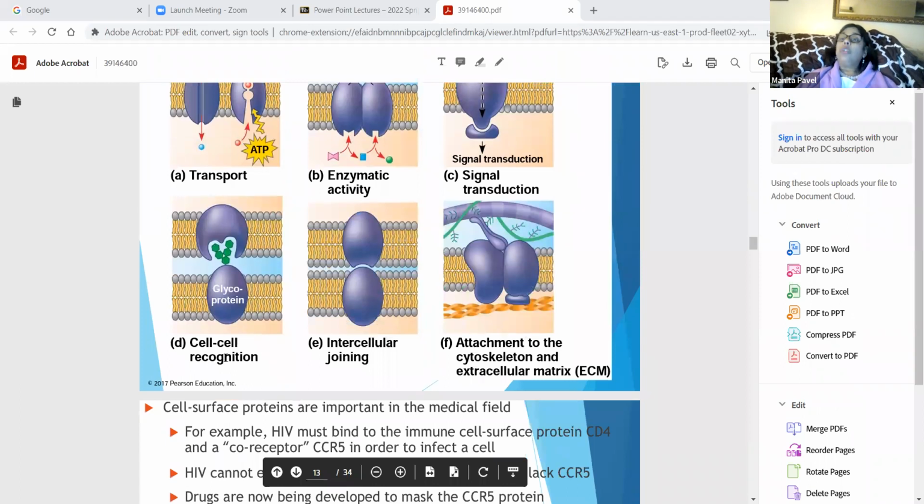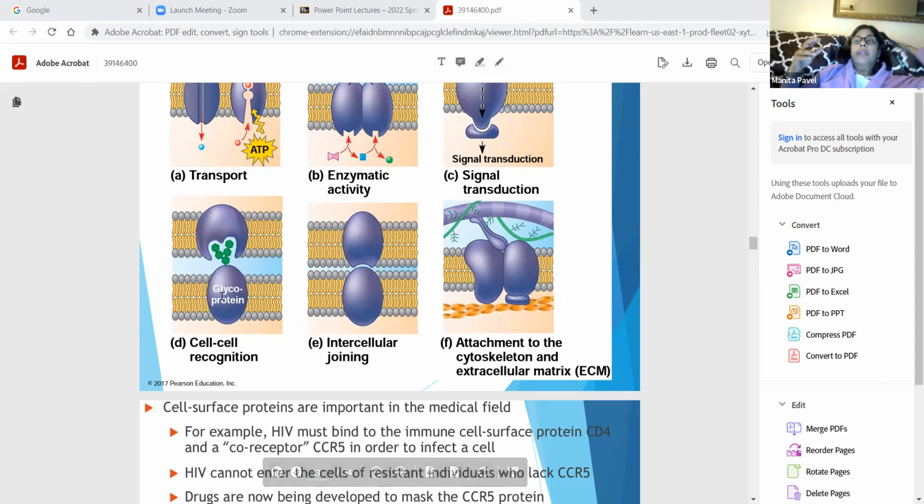Then you have cell-to-cell recognition. And we saw when you see a white chain, you know immediately it was a carbohydrate chain attaching to a protein, forming the glycoprotein. So the cell is recognizing that this is a glycoprotein, this is a glycolipid, and it will allow the molecule to move across the cell membrane. So this is important in understanding what is going on within the cell.